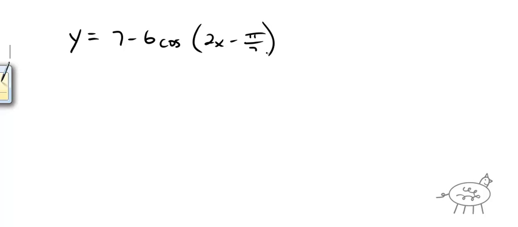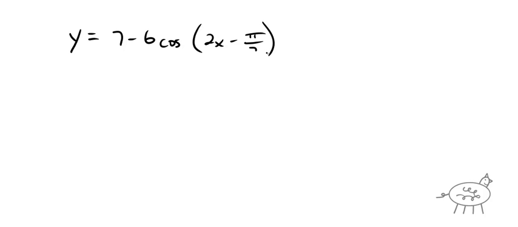Let's do y equals 7 minus 6 cosine parentheses 2x minus pi over 7. Ooh, that's not too friendly. Okay, so now where's my asymptote for this one? All right, where is it? So think about it. I know it's a video here, so I'm going to let you think a little bit. Where's the asymptote for this one?